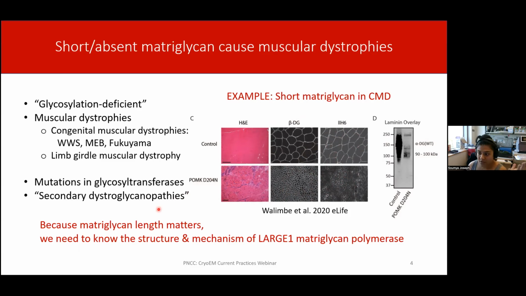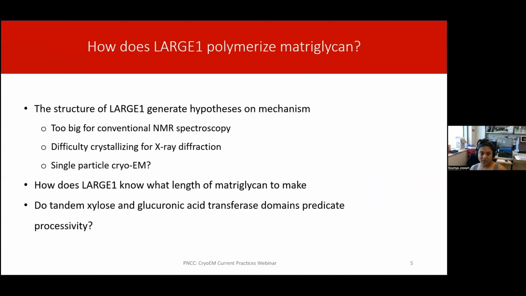So mutations in any of the glycosyltransferases that polymerize any of the precursor sugars for matriglycan synthesis, or LARGE1 itself, which polymerizes matriglycan, can cause these secondary dystroglycanopathies. So because matriglycan length matters, we wanted to know what the structure and the mechanism of the enzyme that polymerizes matriglycan is. So the enzyme that polymerizes matriglycan is LARGE1.